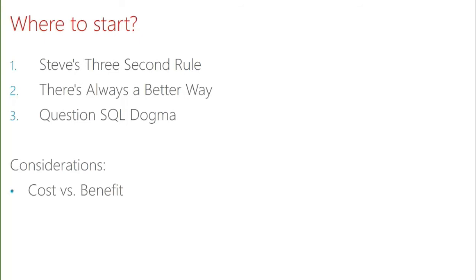So there are also some considerations here. So cost versus benefit. If a query is taking 60 seconds, but it's going to take 6 hours to optimize, is it worth it?